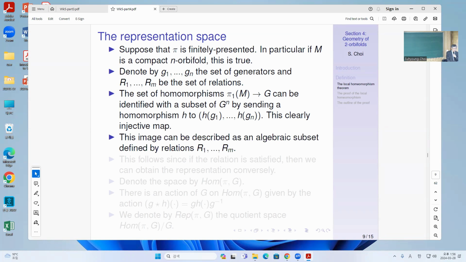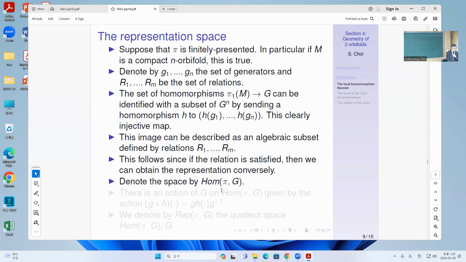And of course, this image can be described as an algebraic subset defined by these relations. So these will satisfy some relations, because each of these relations here will give you relations here. And then if you satisfy these relations, then that will also give you an element of G^m which gives you the homomorphism, because it satisfies these relations. So that's another easy thing to see. So if the relations are satisfied, then we can obtain the representation. So we denote this space by Hom(pi, G), and we can think of this as a subset of G^m.